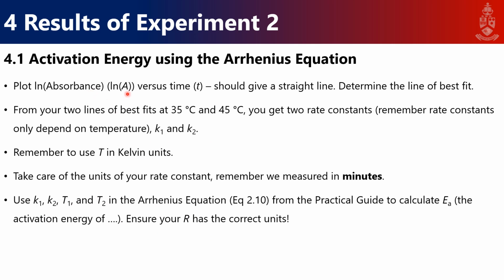So essentially, we measured A versus time, then you plot ln A versus time, and you get a straight line. From the slope, you get K. K has specific units, and then you plug it into this equation and you calculate EA. Easy as that. That's all you have to do in this prac.